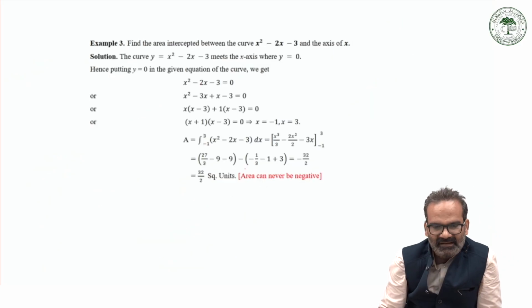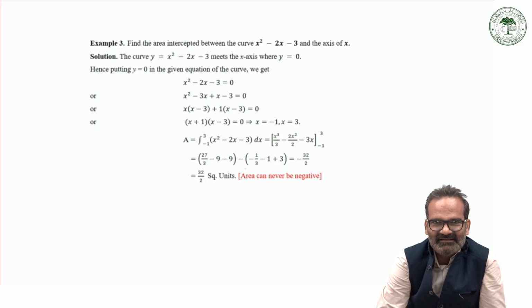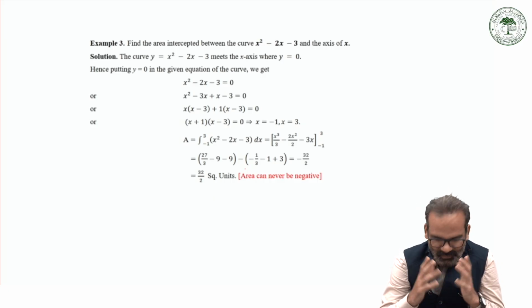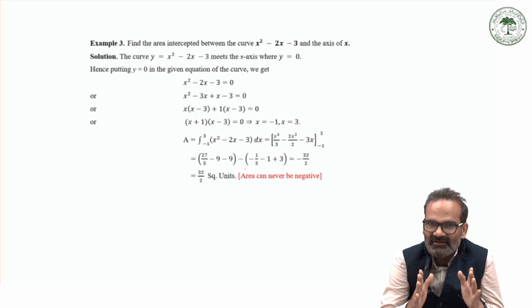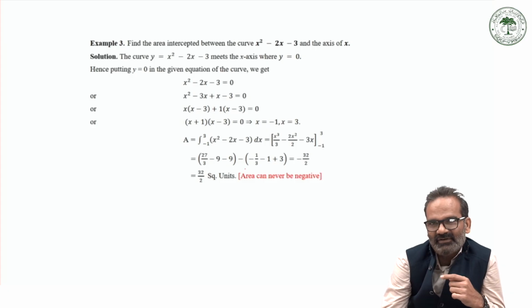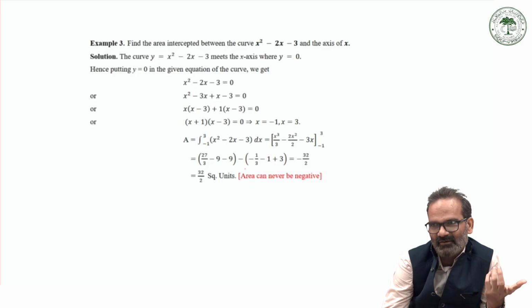Now take up the next case. This is case 2. See, find the area intercepted between the curve x square minus 2x minus 3 and the x-axis. So look at this example. This is the example of case 2. Case 2 means the curve is given, the x-axis is already there, but look here carefully, the ordinates of this question are not given. But without ordinates, you cannot calculate the area. You need three components: the curve, the x-axis and the ordinates.